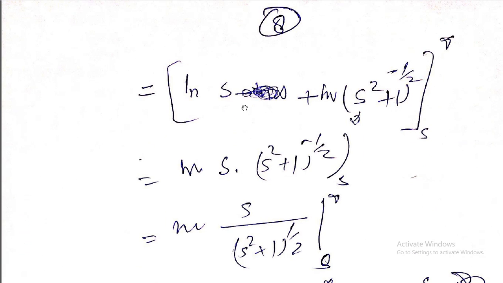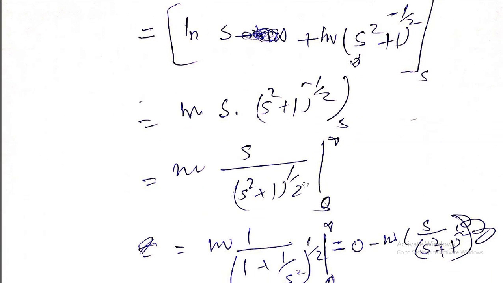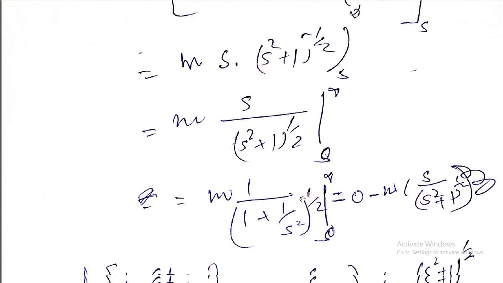And you can see here ln of s plus ln of this. So this is actually the product rule. So we can write this as ln of s multiplied by s square plus 1 to the power minus 1 over 2. And this is minus 1 by 2, the power is negative, so we can make it positive by shifting it to the denominator. So now it becomes ln of s by s square plus 1 to the power 1 by 2. And now apply the limits.